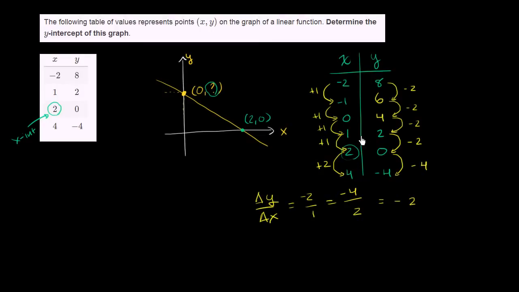But anyway, we actually answered the question before without even realizing it when we filled in all of these values. What is the y value when x equals 0? Well, the y value is 4. So the y-intercept here is 4.